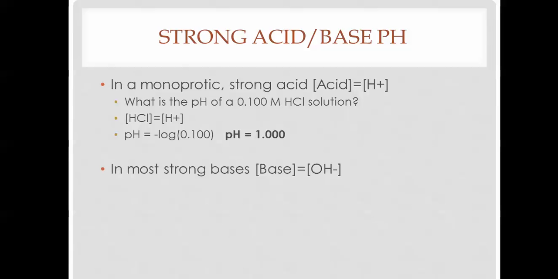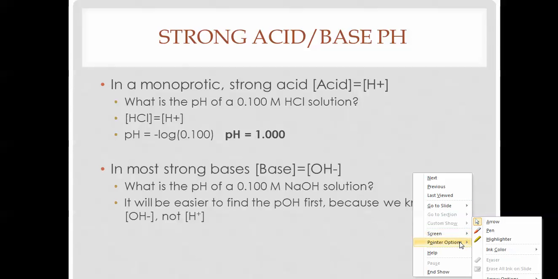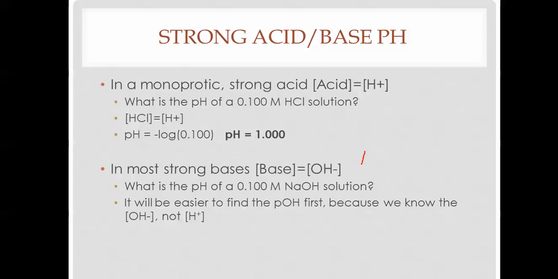Now similarly, in most strong bases, the concentration of the base is going to be equal to the concentration of hydroxide ions. So what is the pH of a 0.1 molar NaOH solution? This one is going to be a little bit of a different approach, because what we're dealing with here is NaOH. In solution, it's going to dissolve into sodium ions and hydroxide ions, right? And so we know the concentration of hydroxide, so finding the pH immediately is not something we're going to want to do.